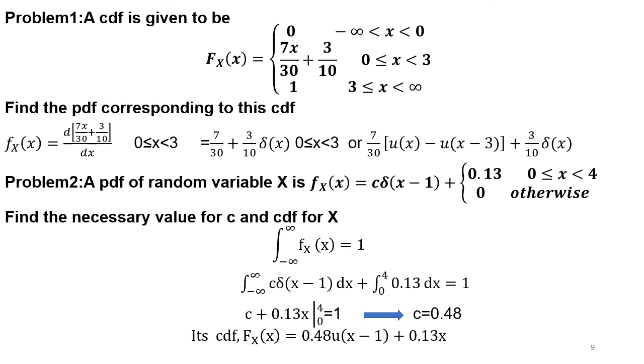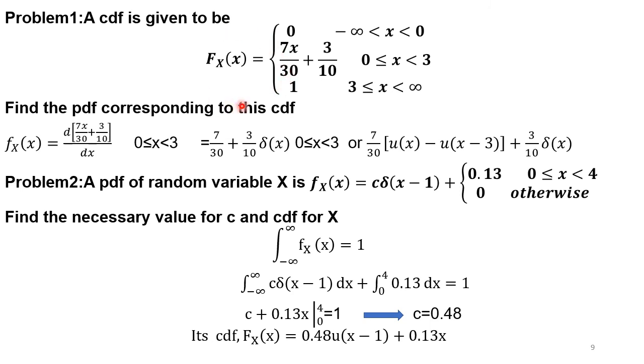Let us solve two problems under mixed random variable. First problem, CDF of random variable x is given here. For all values of x less than 0, it is 0. And it is 7x by 30 plus 3 by 10 for the value of x varying between 0 to 3. And it is 1 for all values of x greater than or equal to 3. We need to find the PDF corresponding to this CDF.